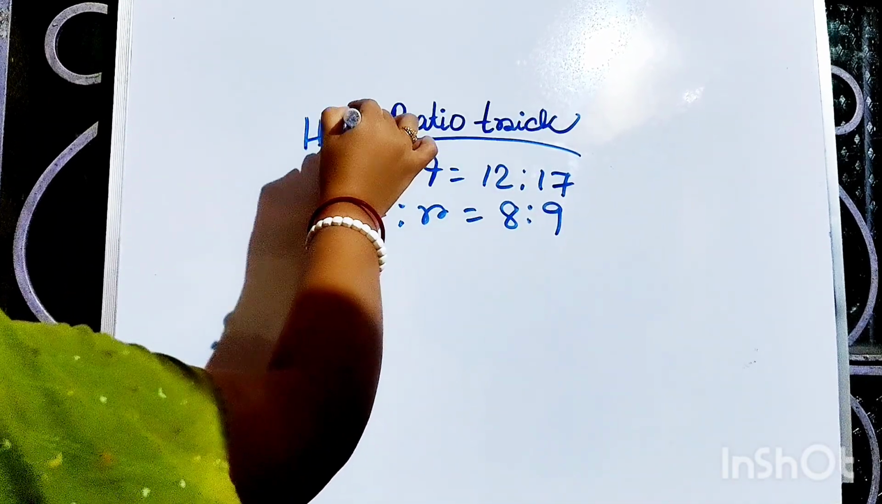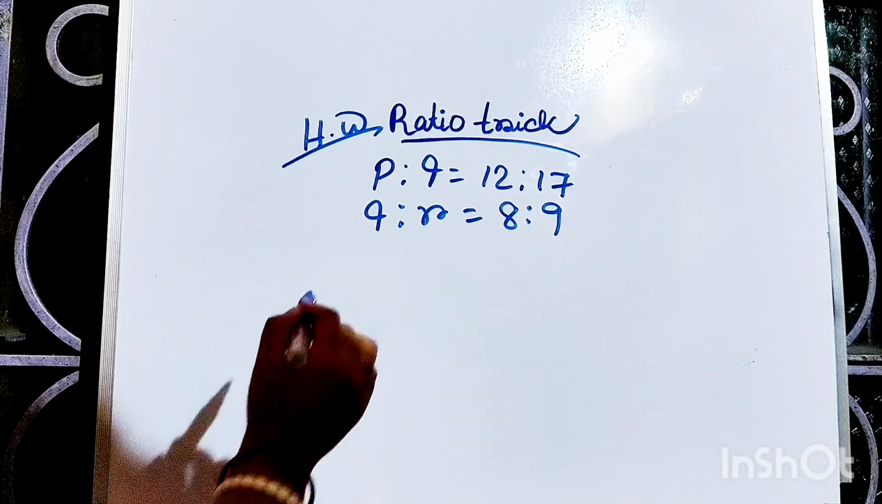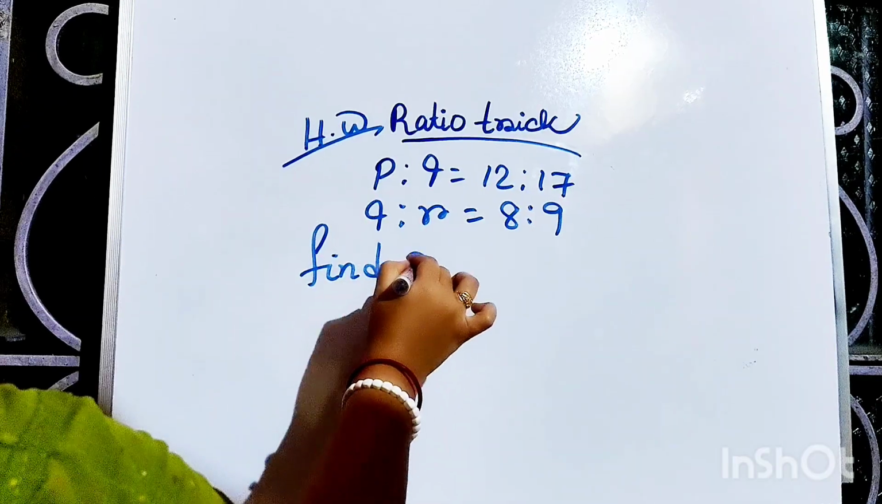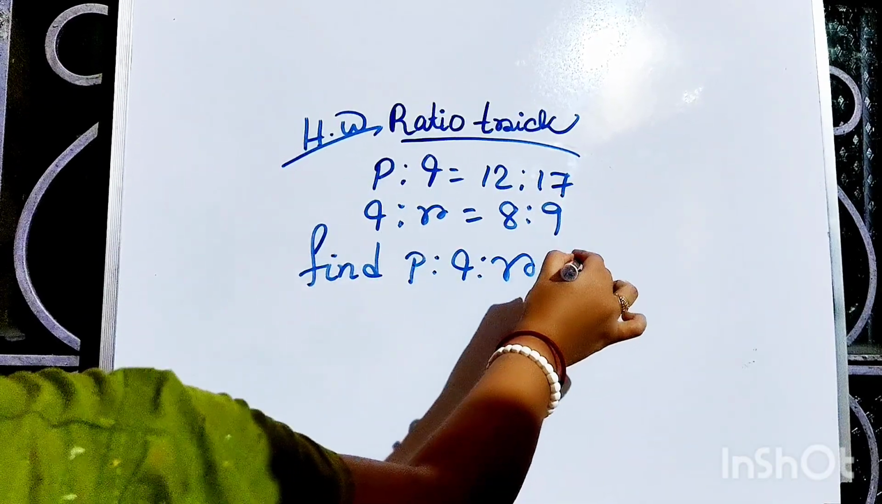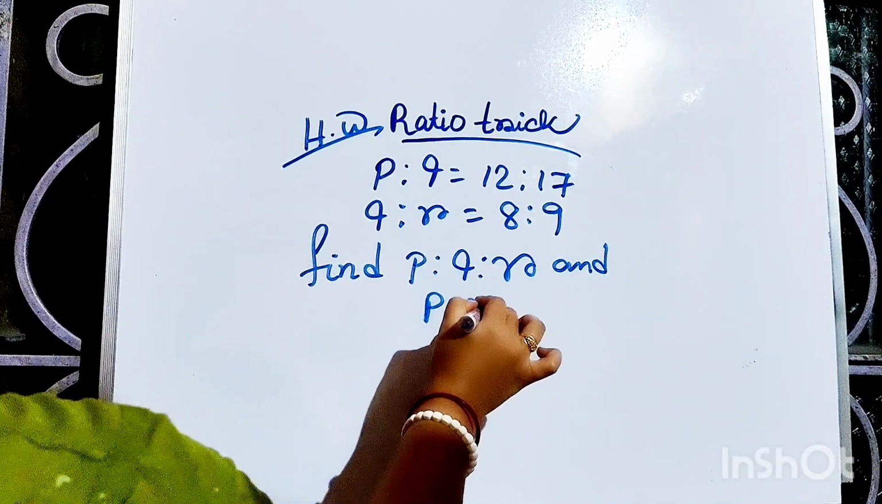Next, one homework is given for you all. If you can understand the trick, then just comment down. That is P is to Q equals 12 is to 17 and Q is to R equals 8 is to 9. Now you have to find the value of P is to Q is to R and the value of P is to R.